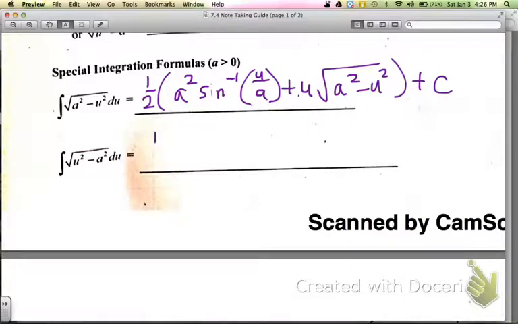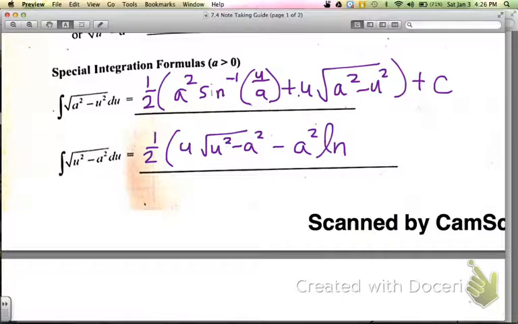The second one is 1/2 times u square root of u squared minus a squared times the natural log of the absolute value of u plus the square root of u squared plus a squared plus c.